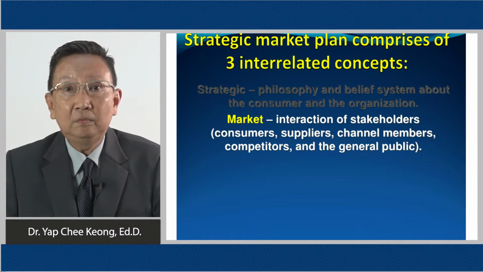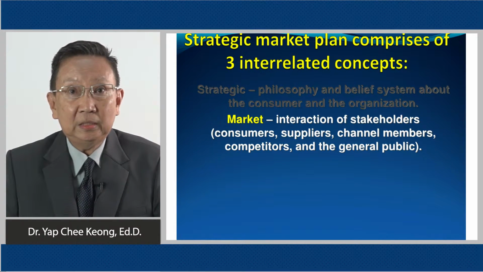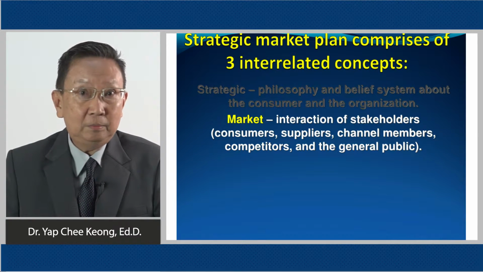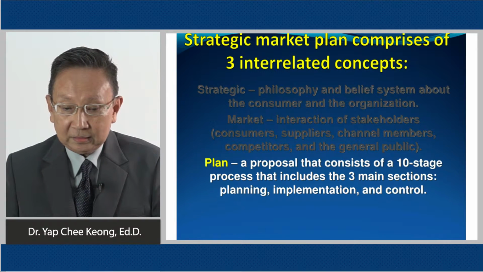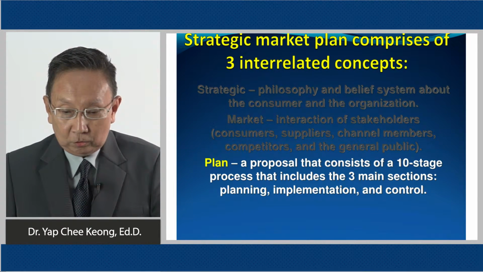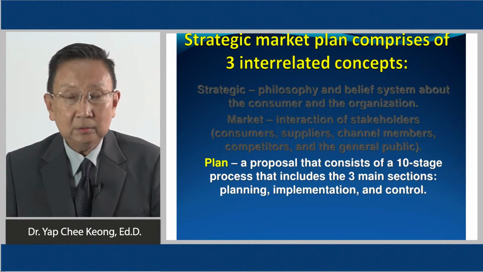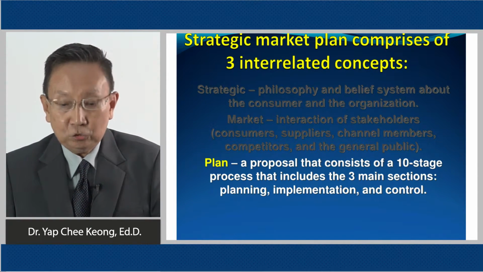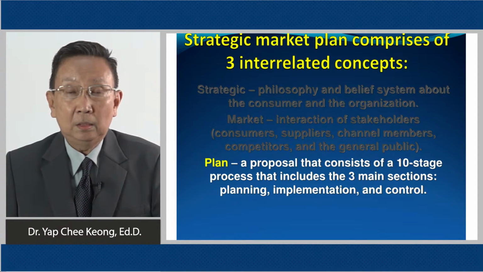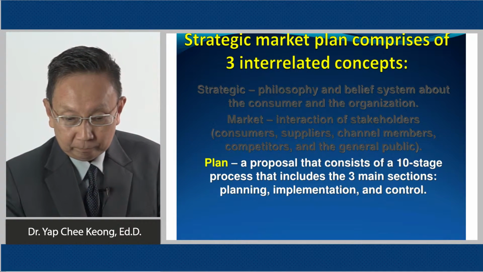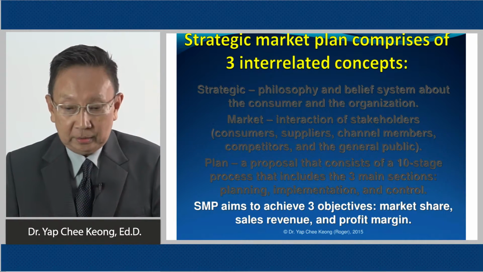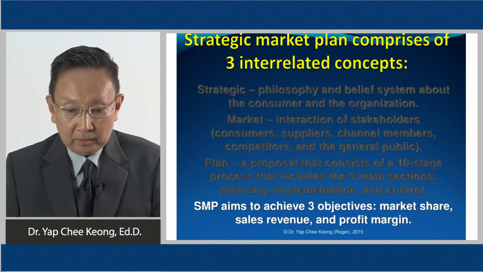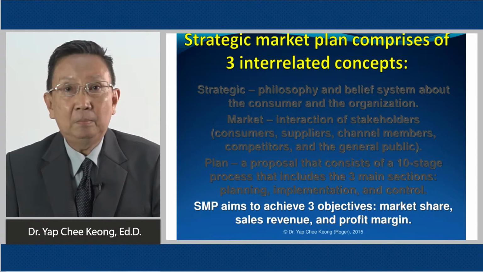And the general public, for example, government agencies such as the Department of the Environment. And a plan, a proposal that consists of the 10-stage process that includes the three main sections, the planning, the implementation, and the control aspect of managing a product or service. An SMP aims to achieve three basic objectives, that is market share, sales revenue, and profit margin.